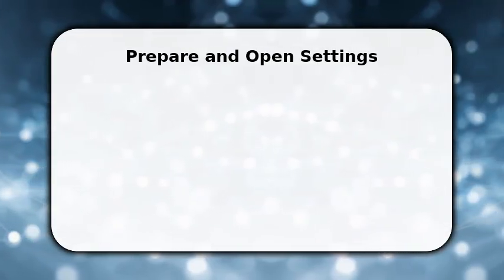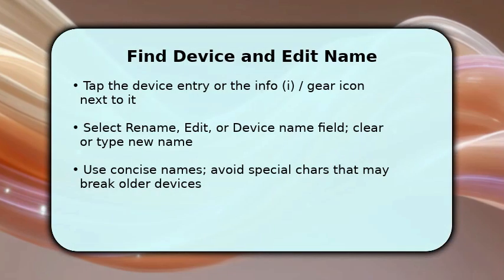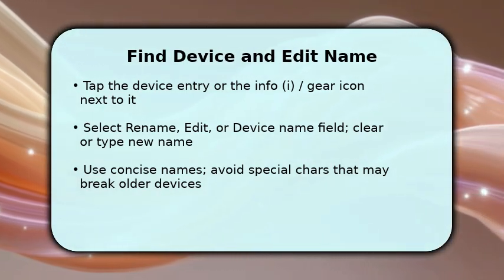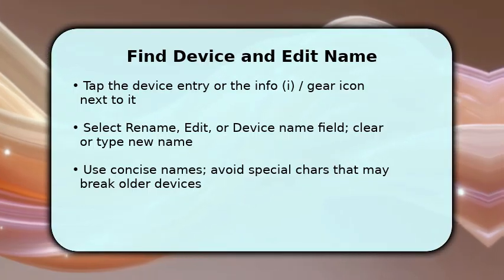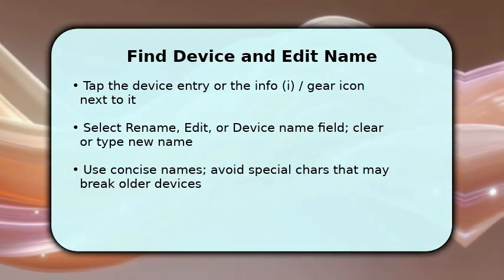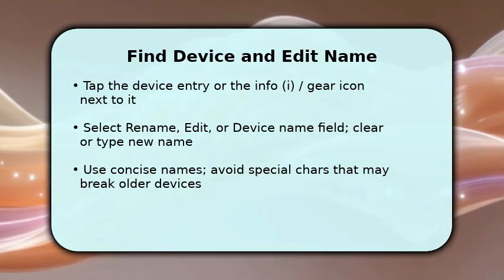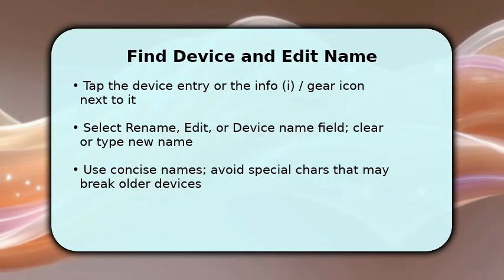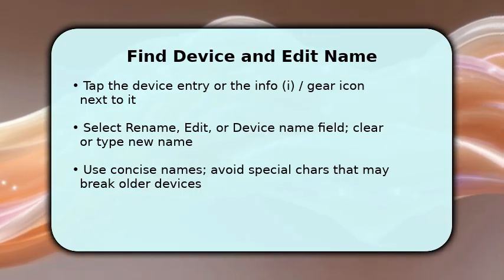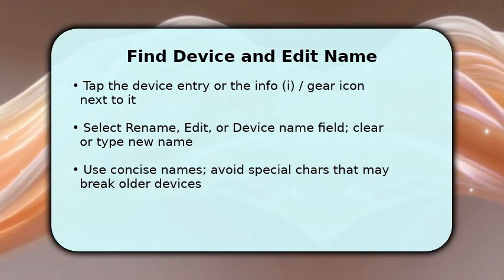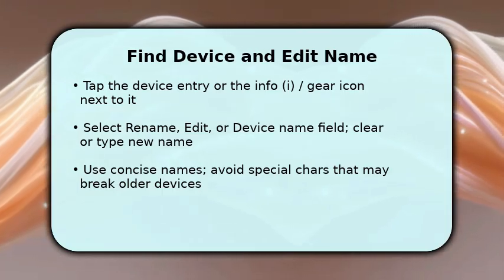Once you're viewing paired or available devices, tap the device entry or the small info/gear icon next to its name to open details. You'll see an option labeled Rename, Edit, or a Direct Device Name field. Select that. Type the new name, keeping it short and recognizable so other devices display it cleanly. After entering the name, confirm by tapping Save, OK, or Done. This overwrites the previous identifier and broadcasts the new.